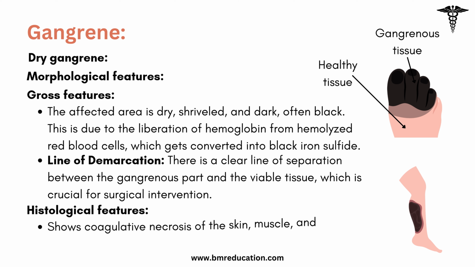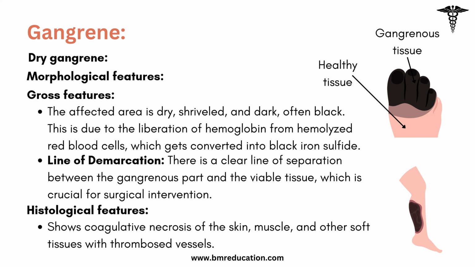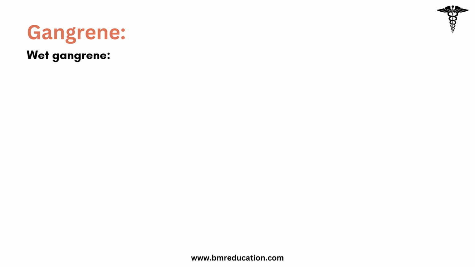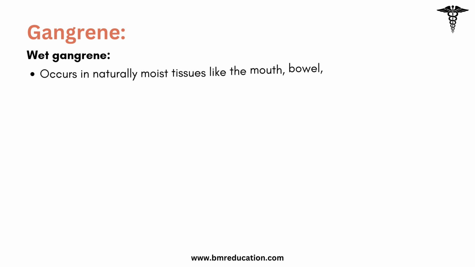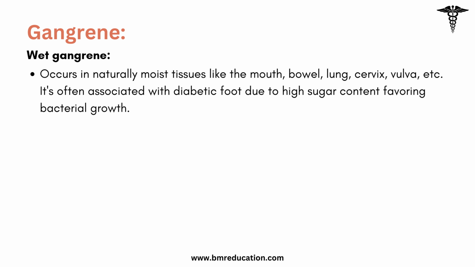The histological features of dry gangrene show coagulative necrosis of the skin, muscle, and other soft tissues with thrombosed vessels. The next one is wet gangrene. It occurs in naturally moist tissues like the mouth, bowel, lung, cervix, vulva, etc. It's often associated with diabetic foot due to high sugar content favoring bacterial growth.